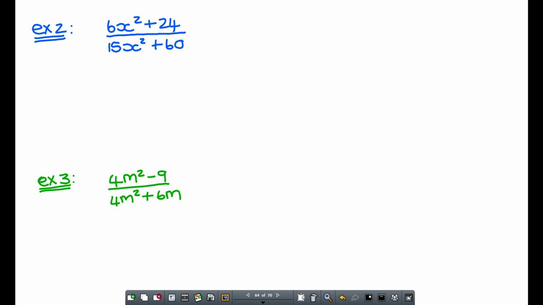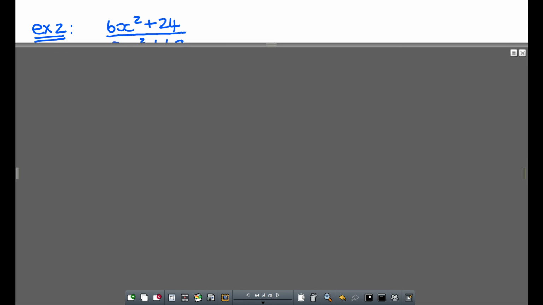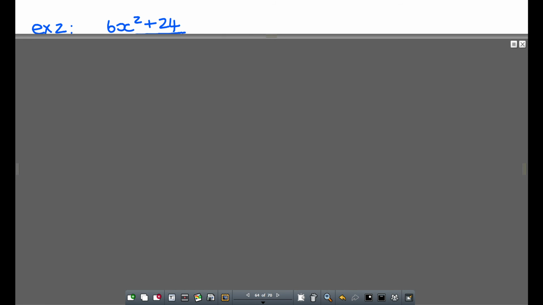Fine. Okay, let's look at example 2. Remember what you can do? Because I know you guys get thrown off if you see a fraction. So close the bottom part first. Look at the top part. 6x to the power of 2 plus 24. So what would we use? We're going to take out 6 as a common factor. Good.